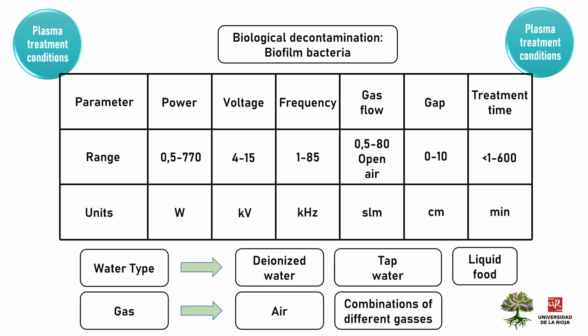Here we can see the parameters in order to attack biofilm bacteria. In comparison to planktonic treatments, the power and the frequency of these ones are higher due to the resistance of biofilms. The type of water is the same as in the last slide, and in this case, despite air being the most common gas, combinations of gases like oxygen or argon are commonly used.